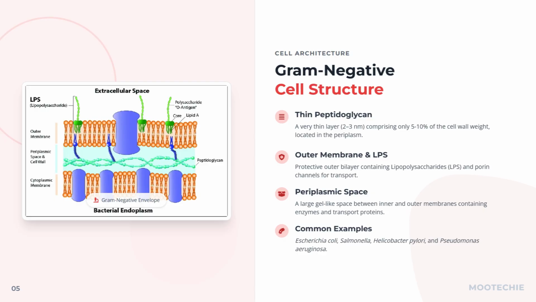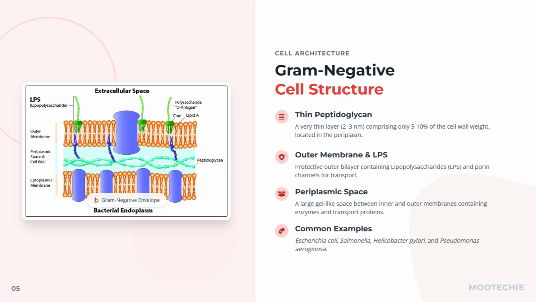Cell architecture, gram-negative cell structure. These bacteria have a more sophisticated, multi-layered defense system. Thin peptidoglycan, a very thin layer, only 2 to 3 nanometers, comprising only 5 to 10% of the cell wall weight, located in the periplasm. Their peptidoglycan is just a thin single-layer liner. It provides some shape but is not the primary protective barrier.